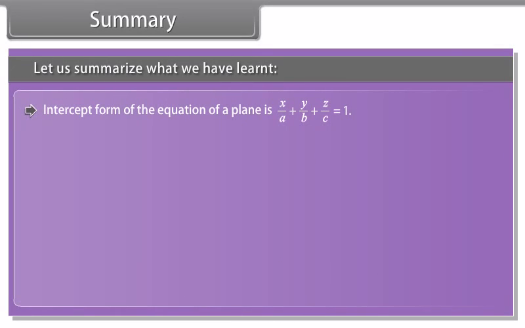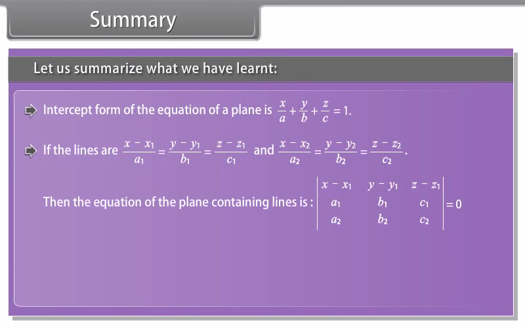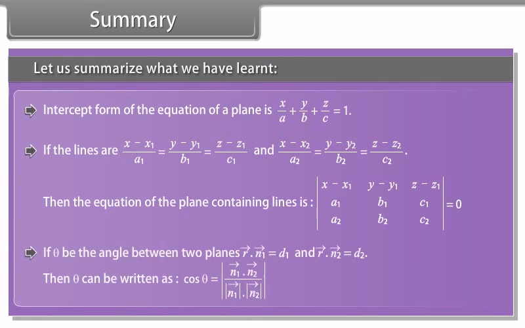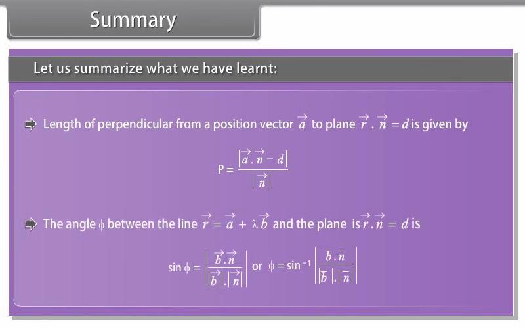Intercept form of the equation of a plane is given by. If the lines are given, then the equation of the plane containing the lines is. If theta be the angle between two planes, then theta can be written as. Length of perpendicular from a position vector A to a plane is given by. The angle phi between the line and the plane is.